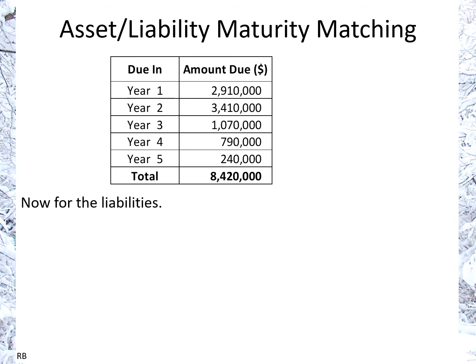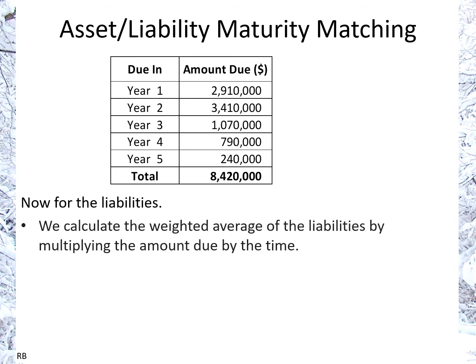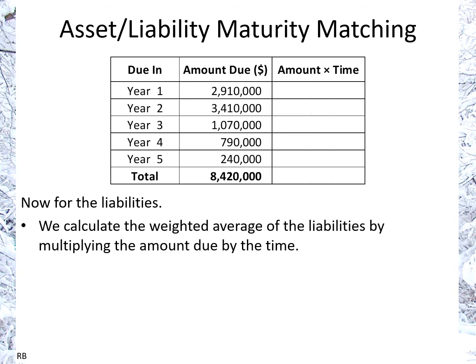Now for the liabilities, what we're going to do here is calculate the weighted average of the liabilities by multiplying the amount due by the amount of time. So here we have year 1 times 2.91 million. That's going to be 2.91 million, of course. And year 2 times 3.41 million is going to give us 6.82 million. And we're going to continue with years 3 through to 5.